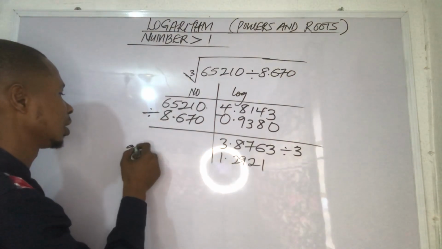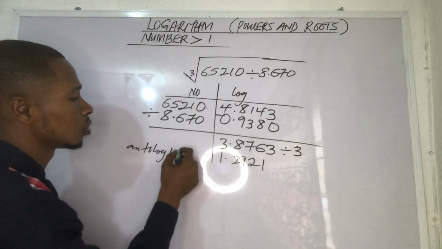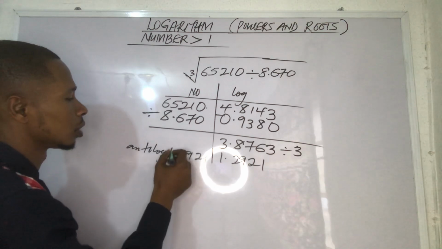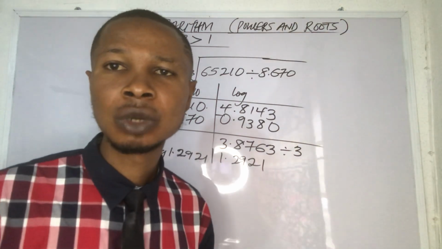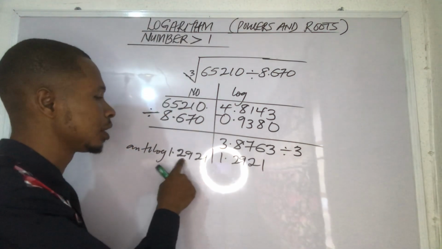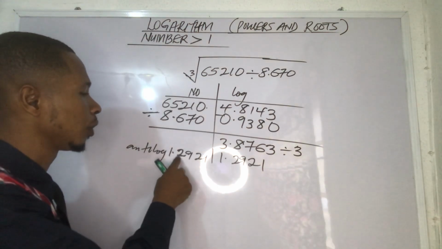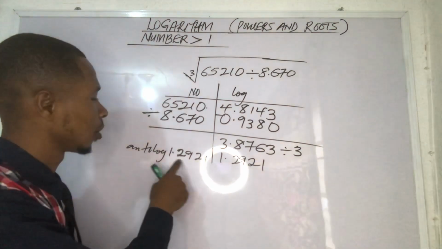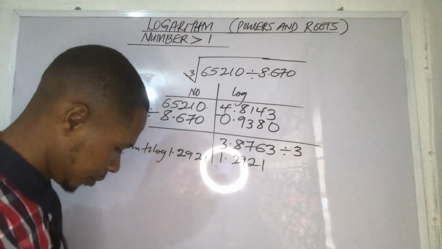So you now go and check anti-log of 1.2921. If you turn your logarithm table once backward, you have anti-log. Under the anti-log, you check 0.21 because anti-log begins with point. So you check 0.21, 29 under 2, add difference 1.